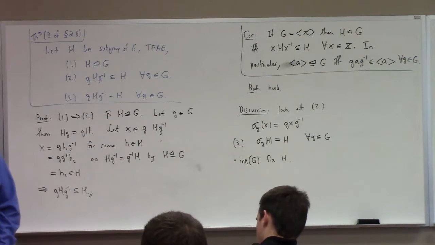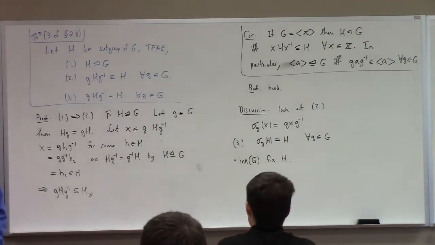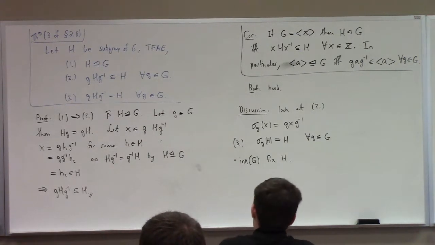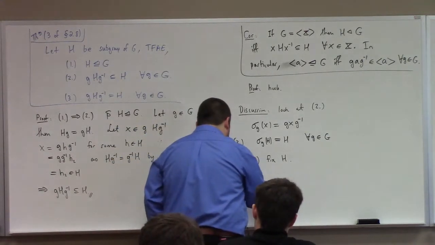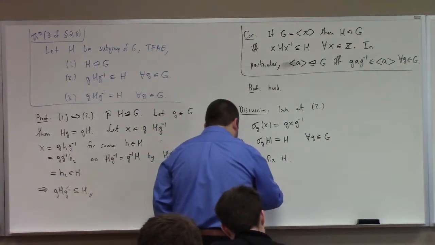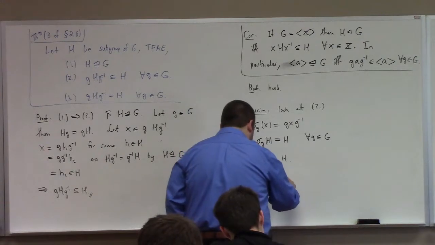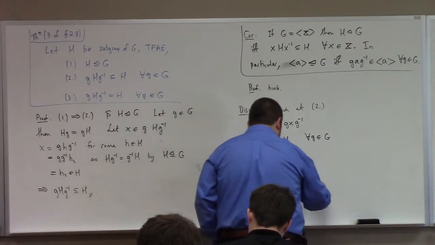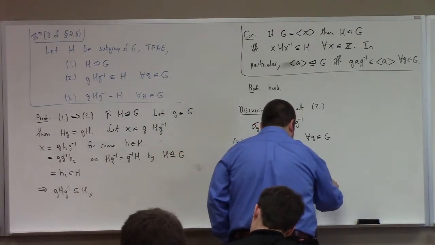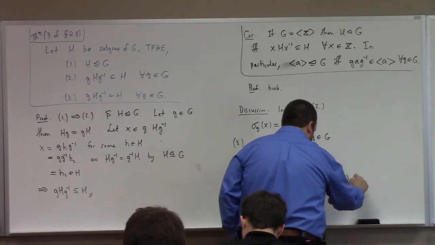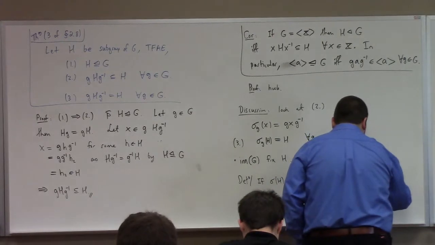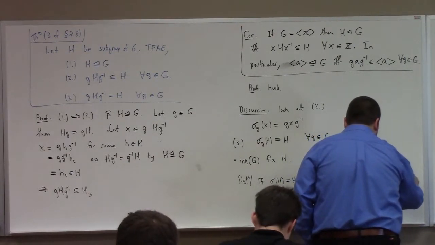H is sent to itself under conjugation by every inner automorphism if it's a normal subgroup. So this leads to a definition, a slightly more greedy thing. Definition: if sigma of H is equal to H for all sigma in Aut(G), then H is a so-called characteristic subgroup.